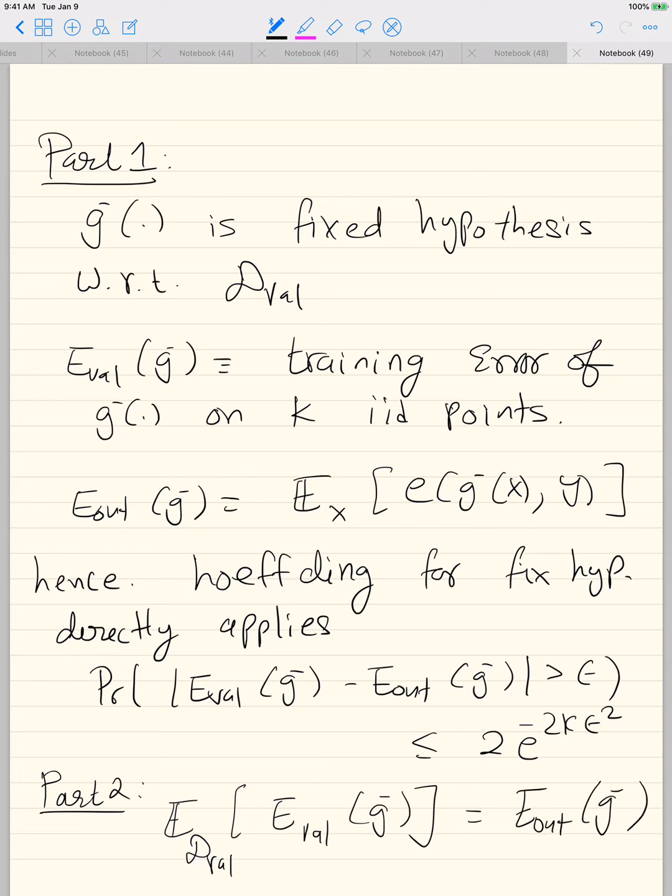So what this is saying is that this is a random quantity, because G minus is fixed but D val is random, and we're taking the expectation over D val. But the expectation is going to equal the test error. That should be pretty straightforward now, because this is a sum over k independent samples and the expectation of each one is E out. So the sum will also have the same expectation. So this is saying again that this is an unbiased estimator, if you will, of E out. That's the significance of this quantity.